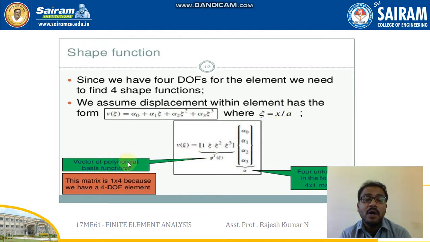So how can the vector of the polynomial basis functions be defined? Here you can see how I have defined it. I will keep all the basis terms in one vector form and the constants in another vector form. So here it is 1, zeta, zeta square and zeta cube, and if I take this out of the equation, it will be alpha 0, alpha 1, alpha 2 and alpha 3.